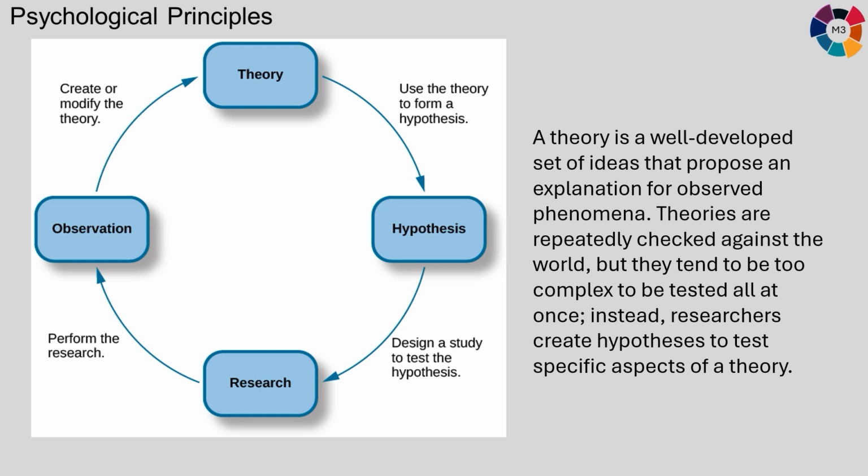Think of it like this circle. There's a theory, we use the theory to form a hypothesis. We then design a study to test that specific hypothesis. We do the research, we observe, and then we create or modify the theory.